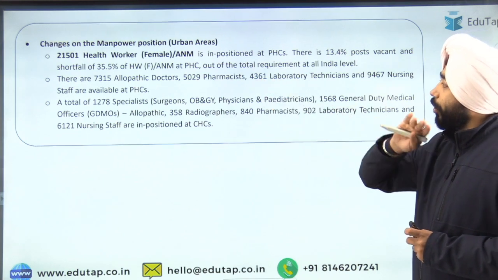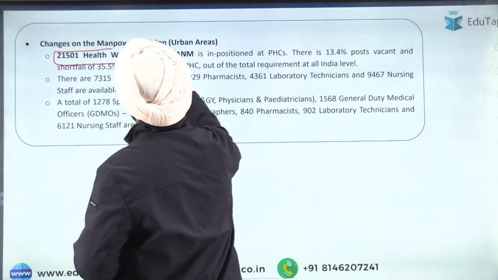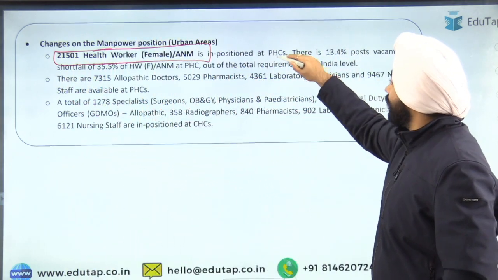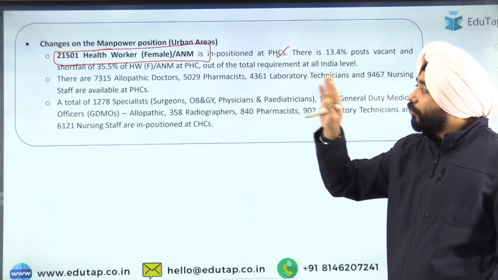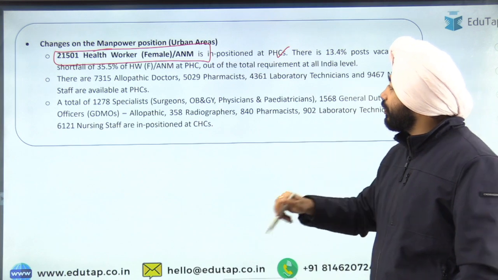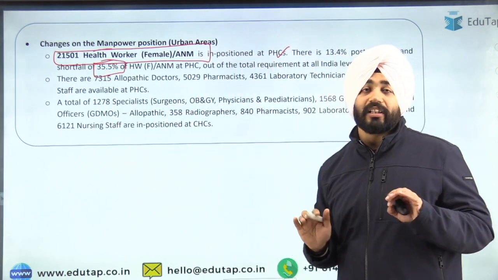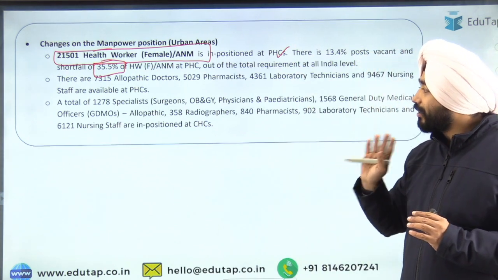Then the important thing, if I talk in terms of health workers, it says 21,501 health workers are in position at primary health centers. So at primary health centers, when I talk about health workers, they are 21,501, where there is a shortfall of around 35.5% of health workers in terms of total recruitment at all India level in primary health centers.